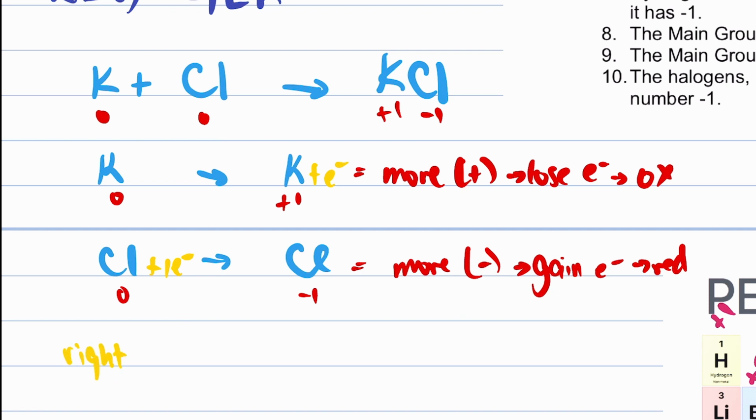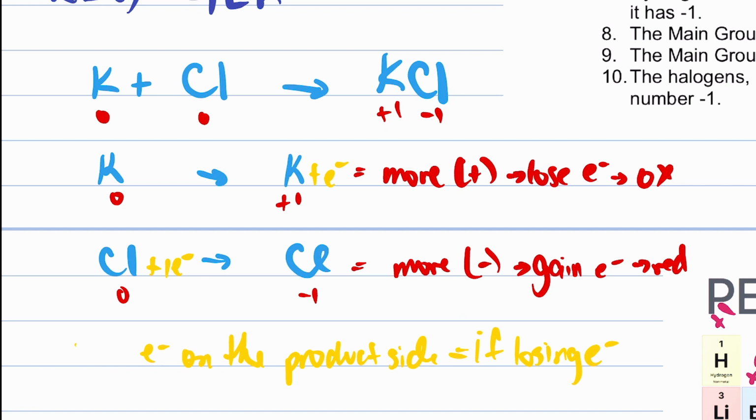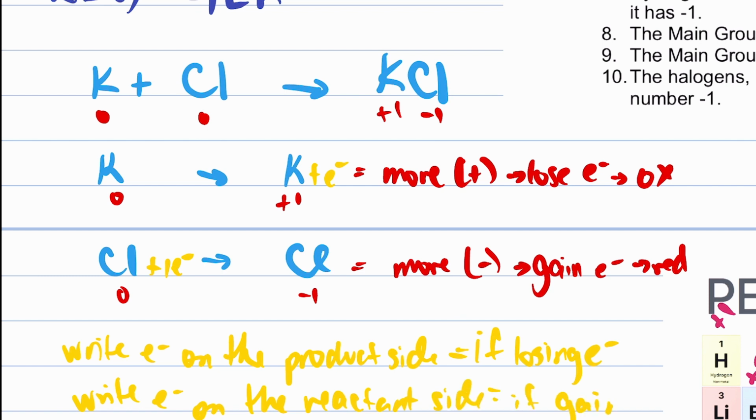You're gonna write electrons on the product side if you're losing electrons, and then write electrons on the reactant side if you're gaining. Okay. Do we understand this?